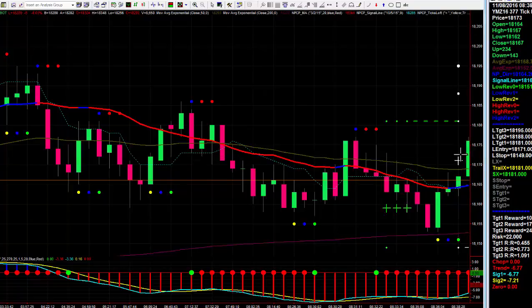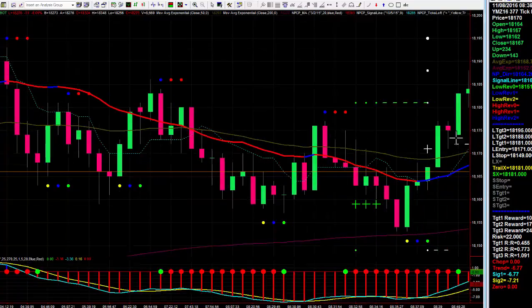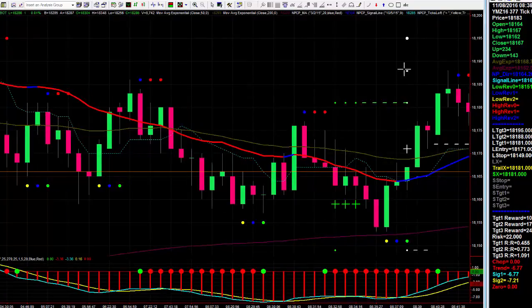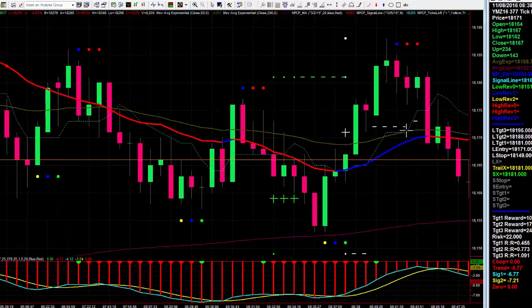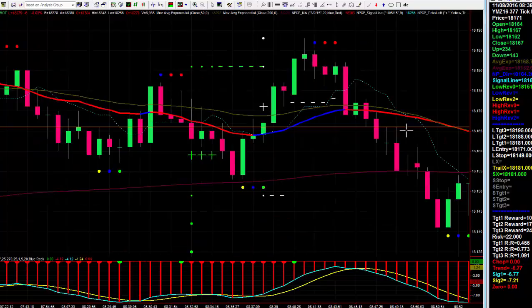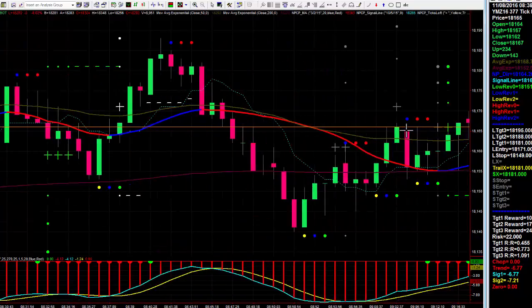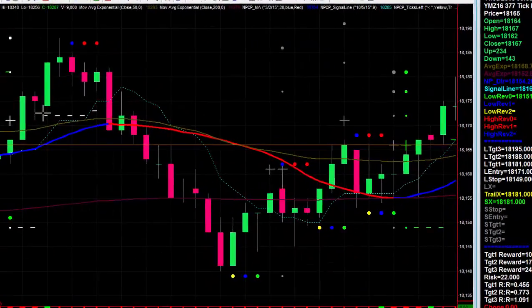Basically, it gets long at 73, hits target 1, that's good for 8 points, hits target 2, which is good for 15 points. So it got from 59 to 73. It basically lost 14 points. So, you know, are you positive or not? I don't know. If not, then take another trade. Depends on how many positions you're trading.